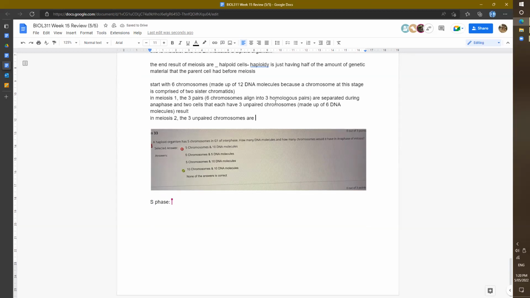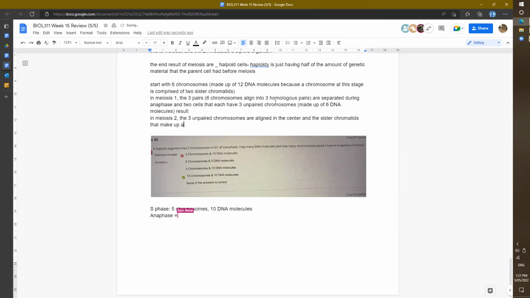Yeah, it's much easier to visualize what is going on. Yes, Casey. So S phase is where the DNA gets replicated. So the number of DNA molecules doubles, but you still have the same number of chromosomes because the 2 DNA molecules are part of your sister chromatids.